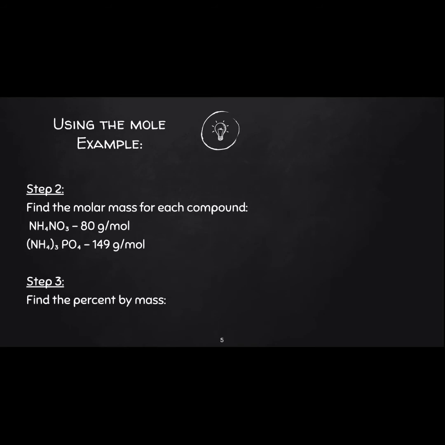The next step is to find the percent by mass. To do that, you just do part over whole times 100. So my part would be however much nitrogen weighs in each of these compounds. My whole is the entire molar mass. And then I'm going to multiply that by 100. So let's just see what that looks like.